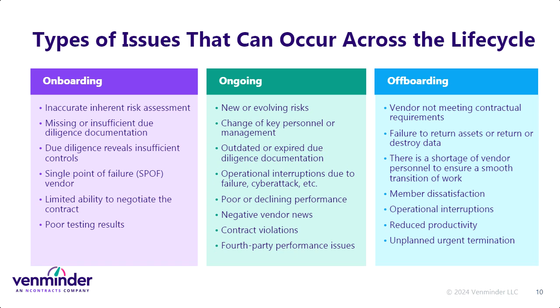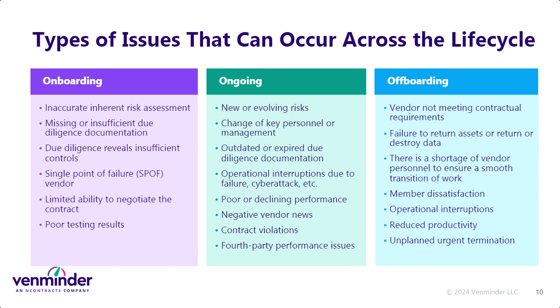So let's just take that a step further and take a look at some typical issues that could occur across the life cycle. So in onboarding, it could be that you have missing or insufficient due diligence documentation from the vendor, or maybe it revealed some insufficient controls. Possibly there is a single point of failure in this vendor, or maybe they had some poor testing results you're not happy with. On an ongoing basis, now you've signed the vendor, you're using the vendor, they're in place, maybe some things that occur is some new or evolving risks that didn't exist when you brought that vendor on.